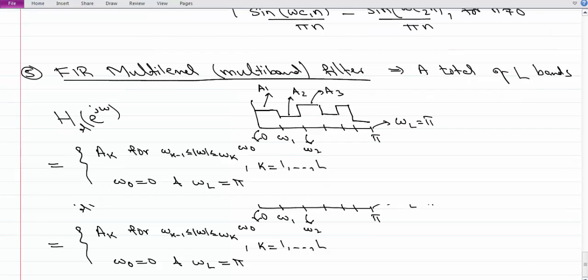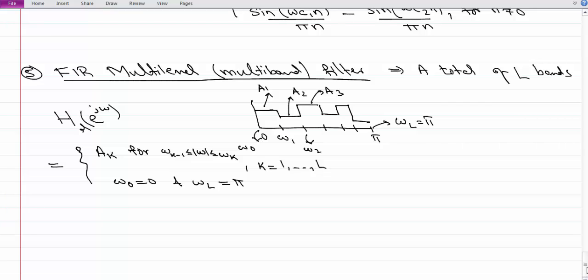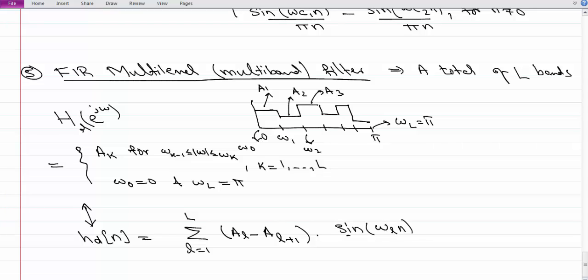Now it's very easy to write this also in terms of sums and subtractions of low pass filters, and if you go through that analysis, it turns out that the impulse response of this filter is simply given by the sum over l from 1 to capital L of (a_l minus a_(l+1)) times a sinc function, sine of omega_l n over pi n, okay, for all values of n. And again, if you want to compute a finite impulse response, you simply limit it to a certain value.